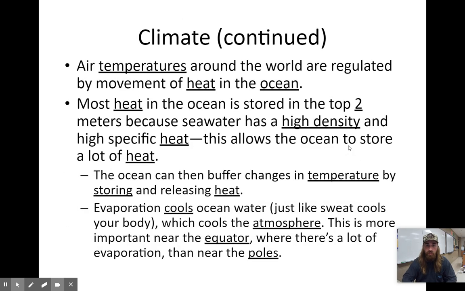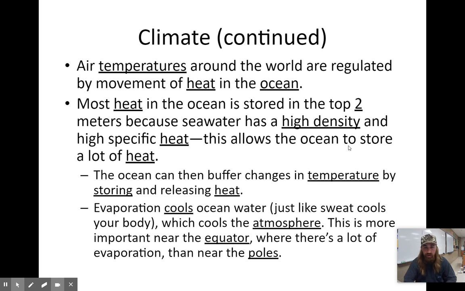So air temperatures around the world are regulated by movement of heat in the ocean. Most heat in the ocean is stored in the top 2 meters because seawater has a high density and high specific heat. This allows the ocean to store a lot of heat. We're going to look at the thermocline in a second, but remember that first couple meters is where a lot of that heat is going to be stored.